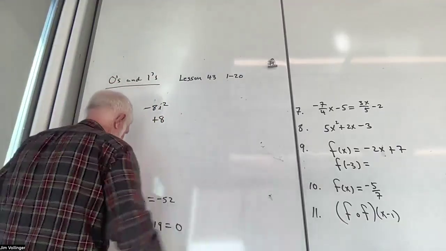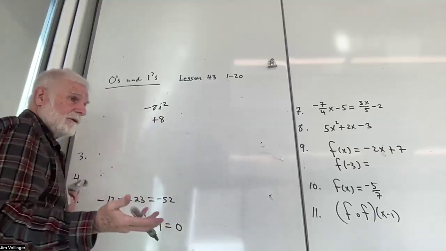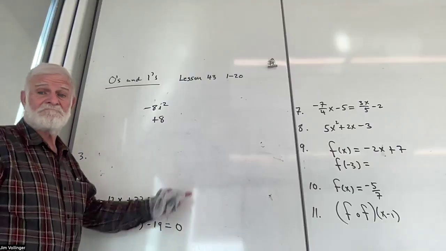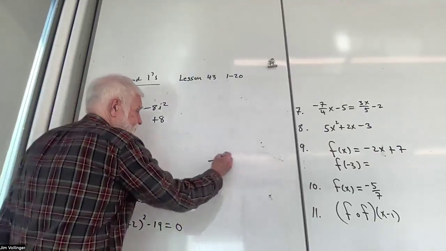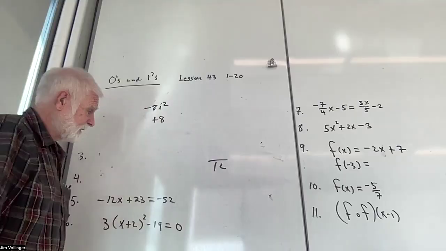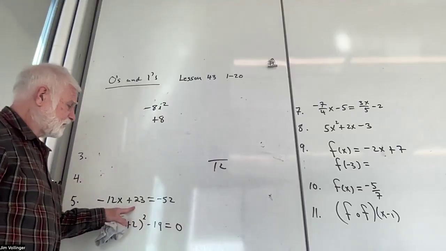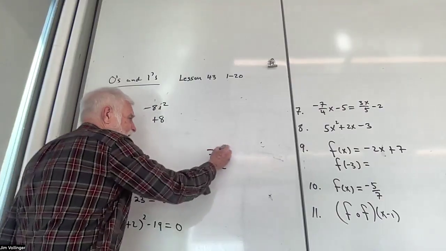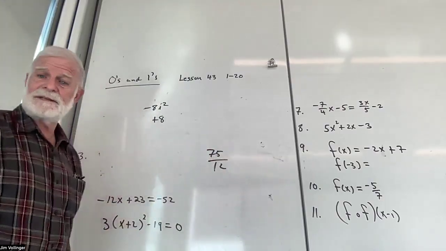All right, same thing. Do this in your head. -12x comes the other side, +12. So I'm dividing by 12. -52 comes to the other side, 75. I think I'm done. I could have made a mistake.